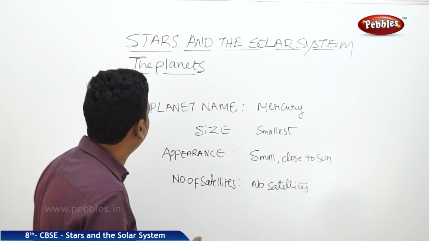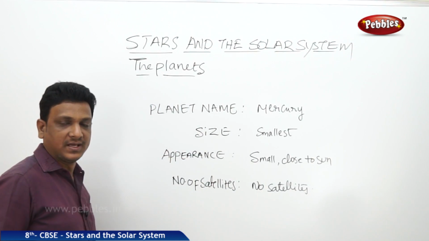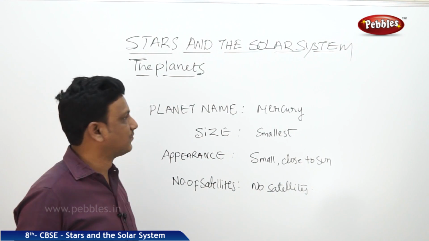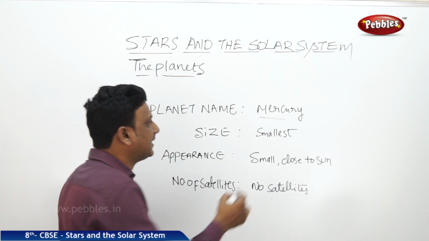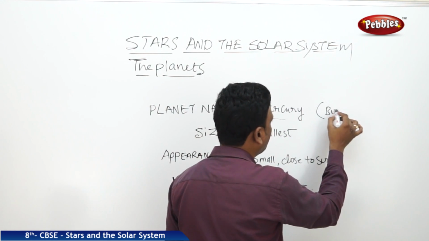So let us talk about the different planets and certain facts about the planets. The first one we are going to talk about is Mercury. Here the planet name is Mercury. In Indian name it is called Budh.